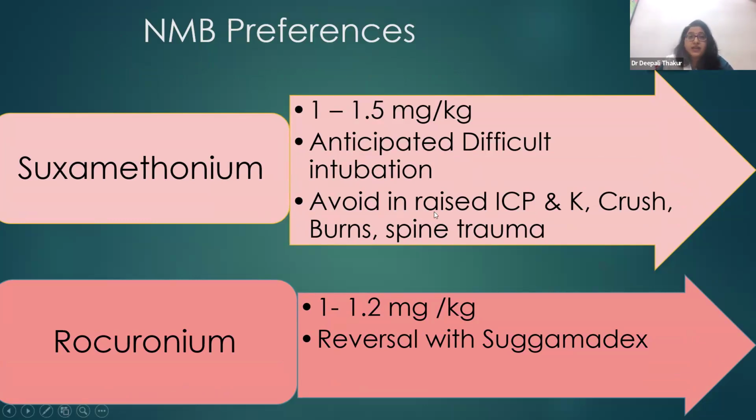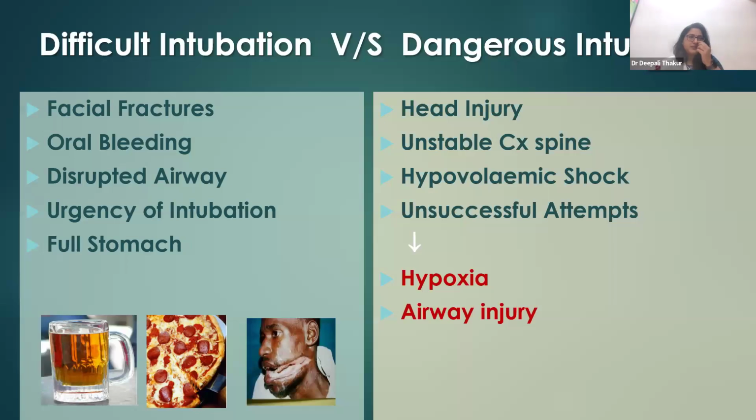But wherever we are seeing signs of herniation or raised ICP, there we are avoiding suxamethonium. It has to be avoided, and along with head injury, if your patient also has documented hyperkalemia or crush injury, CKD patients, burns patients, and spine trauma patients, you are supposed to avoid it. A beautiful alternative drug, rocuronium, is available, and with the availability of Sugammadex now, our job has become a little easy in securing these airways in emergency.